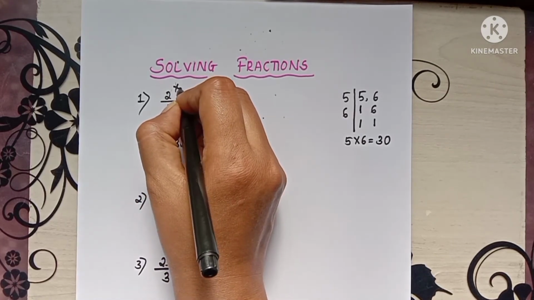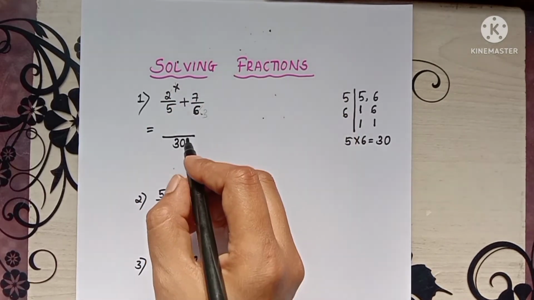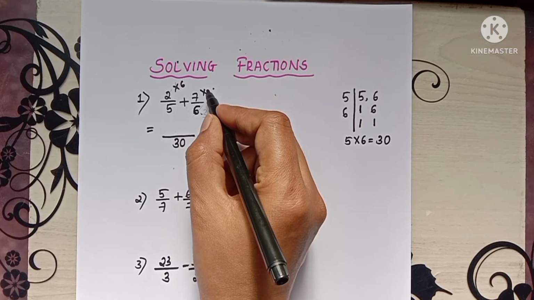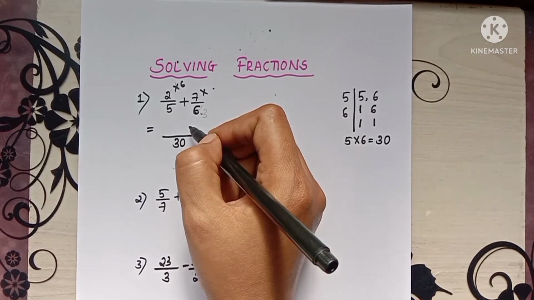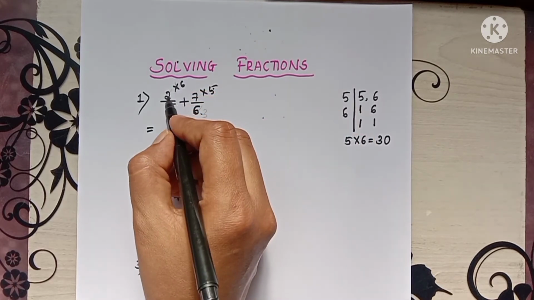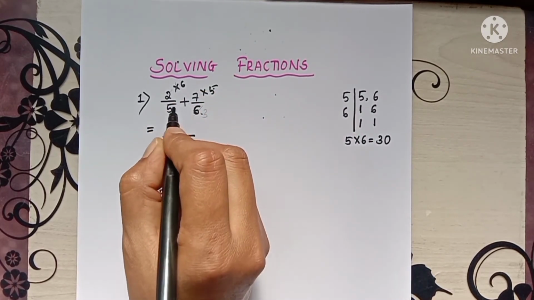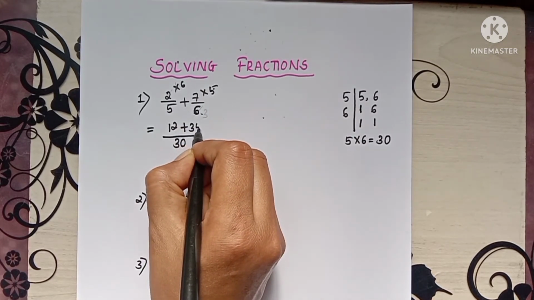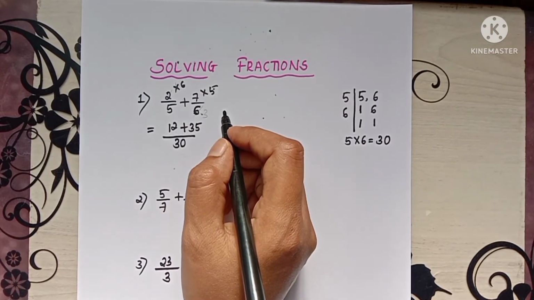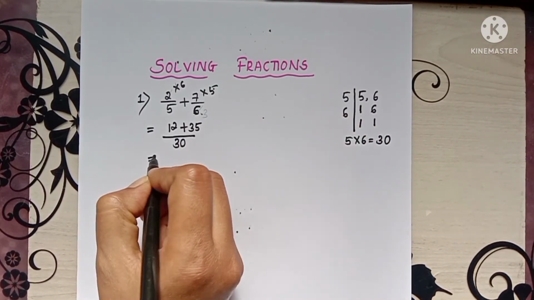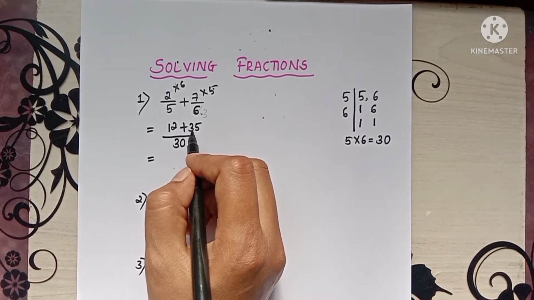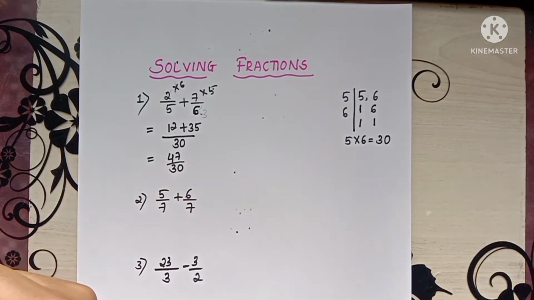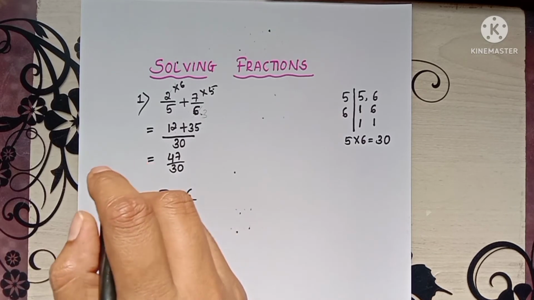And here what we have? 5 sixes are 30. That's why we have to write here 6. And here 6 fives are 30. Therefore we have to write here 5. So 2 into 6 is 12, plus sign as it is. 7 into 5 is 35. Now 12 plus 35 is 47 divided by 30. This is how we are going to solve.